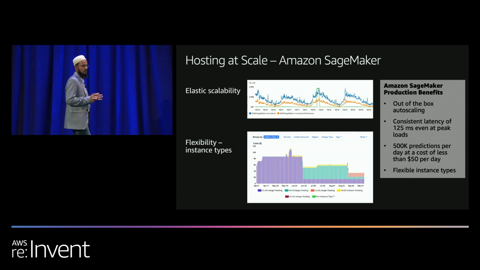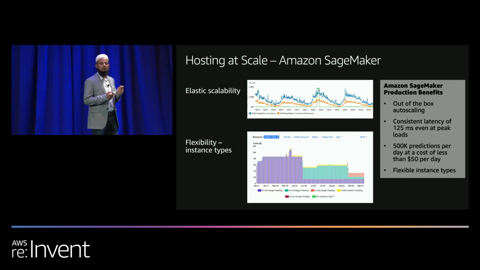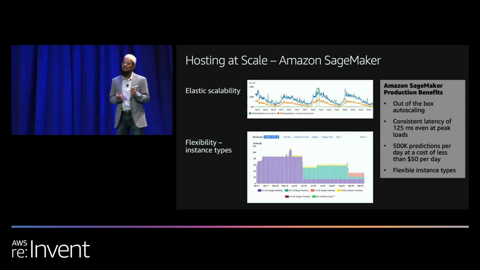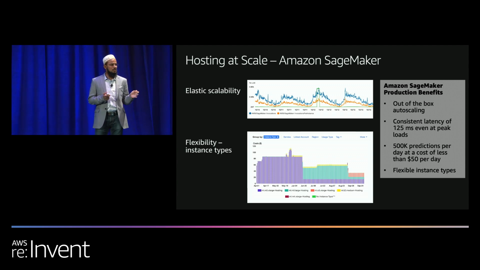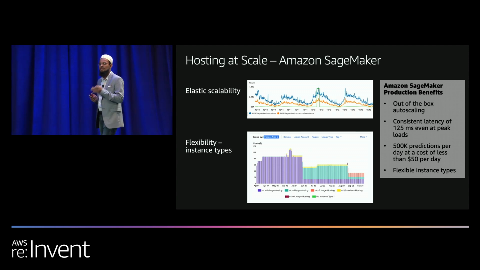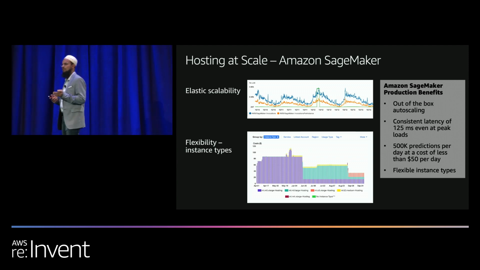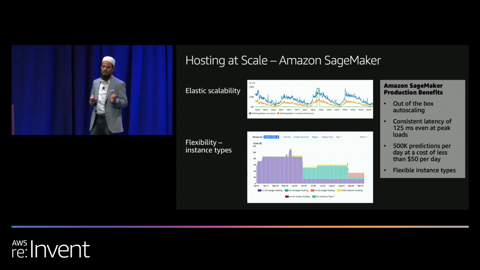On top of that, we had the flexibility to change the instance type. We started with an ml.m5.xlarge instance, as you can see in the bottom graph. We realized that if we moved from ml.m5.xlarge to ml.m5.large, the effect on latency was not significant, but we had a significant cost saving by changing the instance type. And this was very easy and seamless using SageMaker.